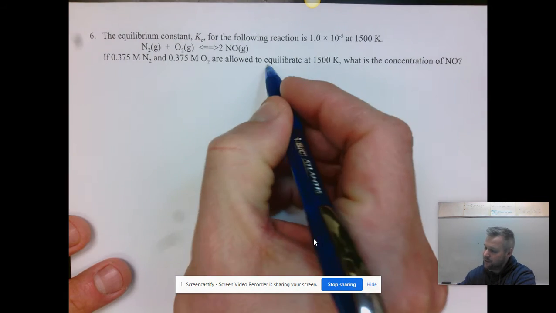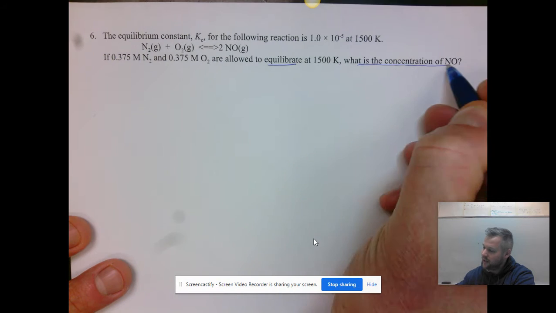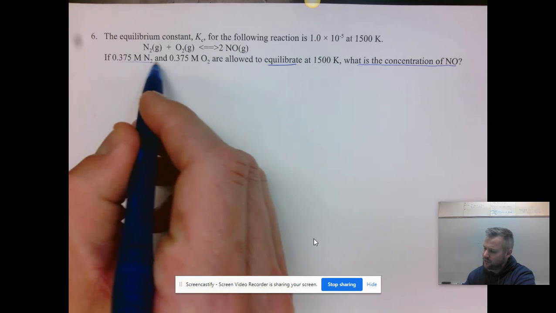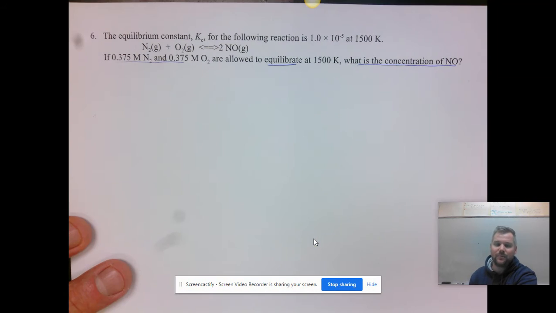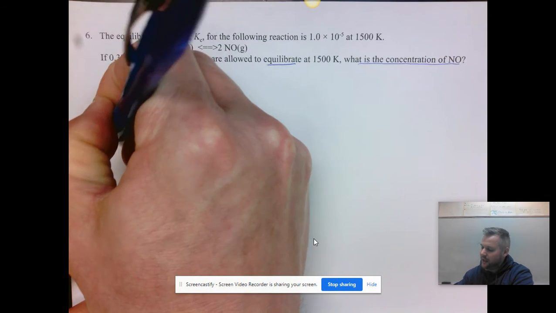Well, it says the word equilibrate, so there's the text cue in there. It says that we're solving for the concentration of NO after it's allowed to equilibrate. And it says that these two quantities are allowed to, which implies that these are initial values. That gets us to the idea that we're going to need an ice table for this.